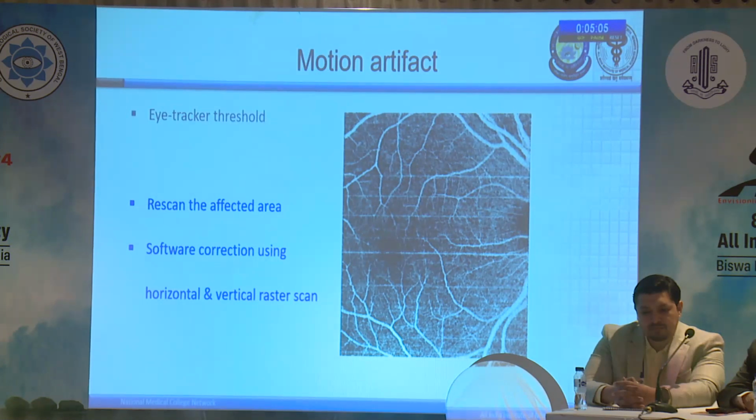So these motion artifacts will appear as white streaks across the image, and the way the machine takes care of it is that it may rescan the affected area if that option is there, or you can have software which corrects this motion artifact using horizontal and vertical raster scans. Using the horizontal and vertical raster scans, you can know what the displacement of the image is, and then you can align the image using the software and get a motion artifact free image.